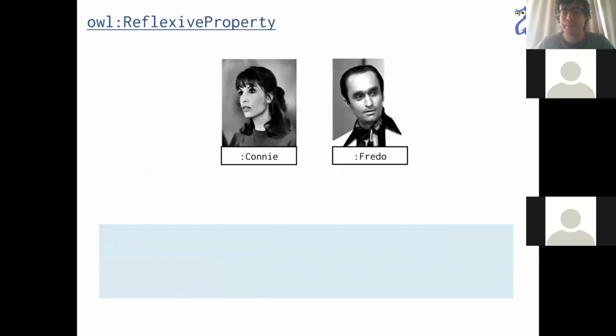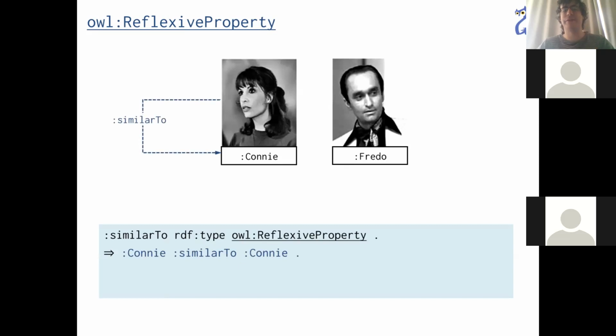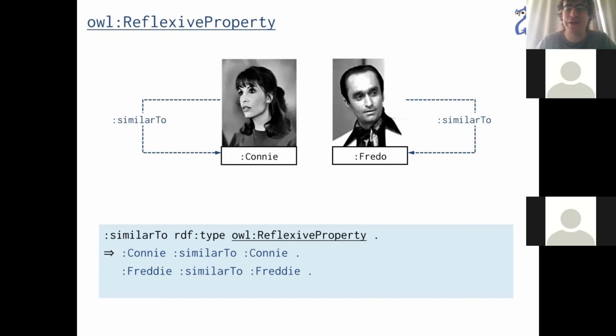A reflexive property. This one's a little bit strange, but we can define, for example, similar to be a reflexive property, which means it's a relation that holds reflexively for everything. Effectively, everything is similar to itself. So Connie is similar to Connie, Fredo is similar to Fredo, and not just people: Chile is similar to Chile, Godfather is similar to Godfather, Mafia is similar to Mafia, and so forth. It seems a bit strange, but it can be useful in the context of more complex definitions.